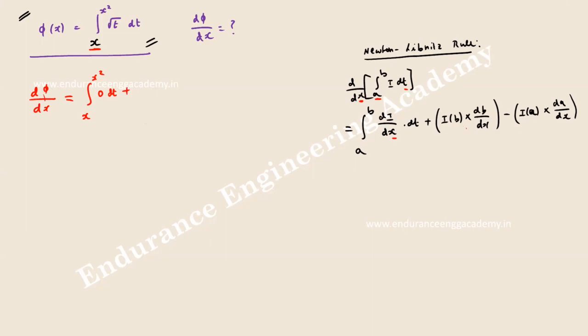Plus f of b. This inside term is nothing but f. Wherever t is there, replace it with b, which means replace it with the upper limit. So it becomes root of x square into db by dx, which means differentiate the upper limit with respect to x. If I differentiate the upper limit with respect to x, it becomes 2x. So wherever t is there, replace with the upper limit, then differentiate the upper limit with respect to x.